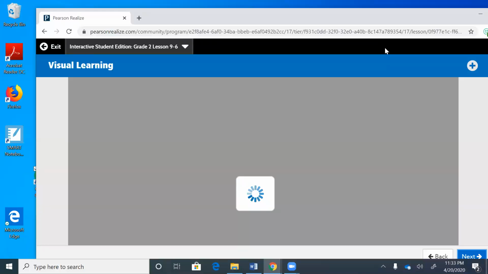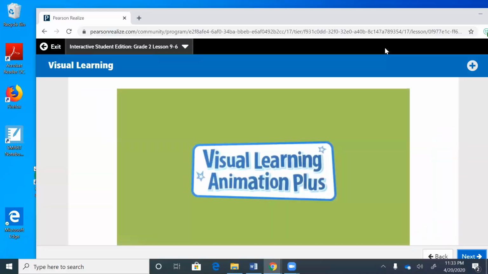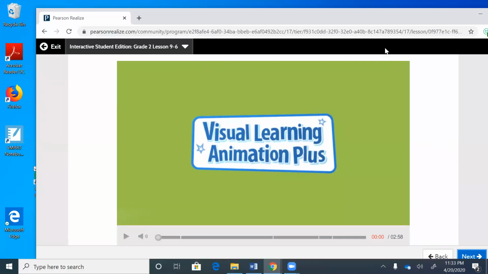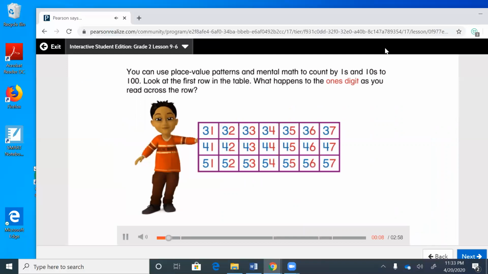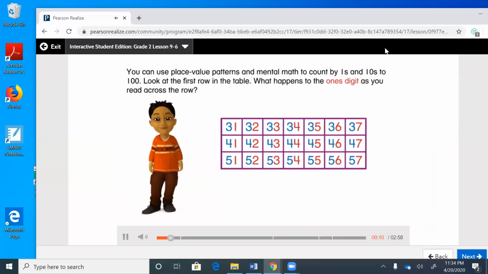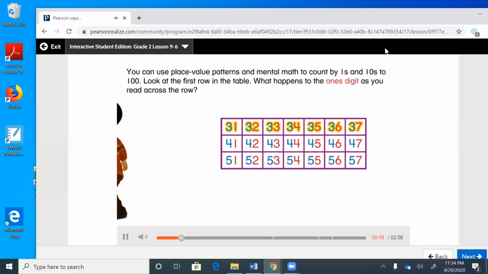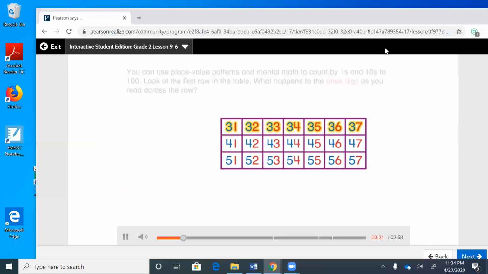All right, for the visual, I'll just talk you through it because I know you can't hear it on the screen. There's our robot guy. Notice they have the ones digit in red. When you go across the row, what do you notice happens to the one digit? Yes, it changes, right? It goes up one.